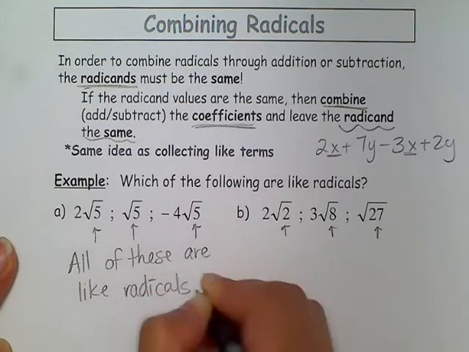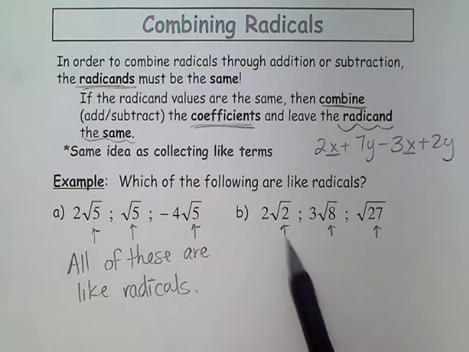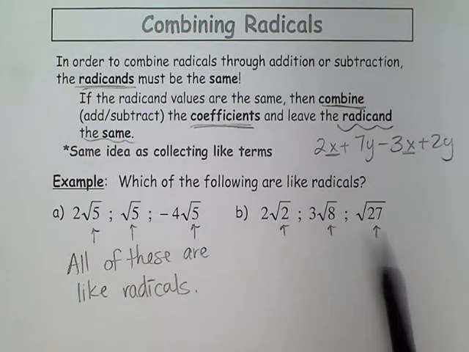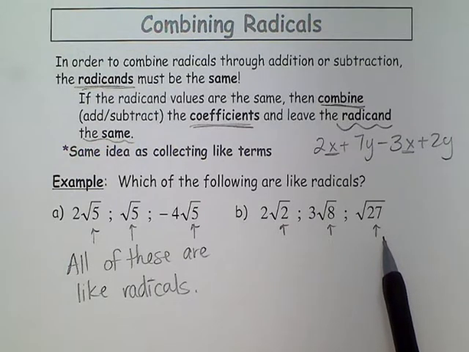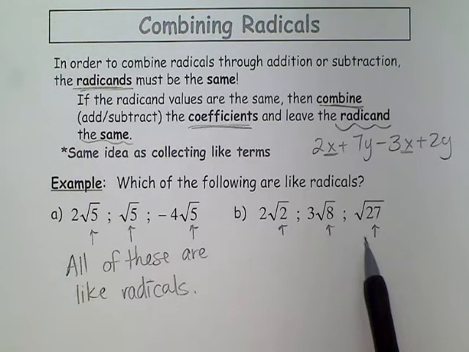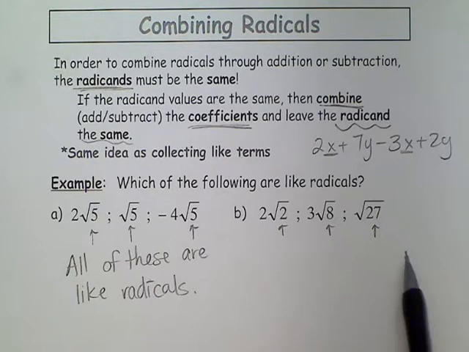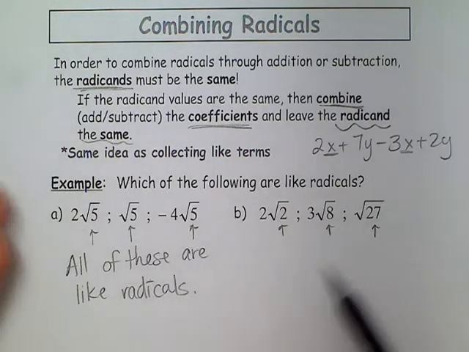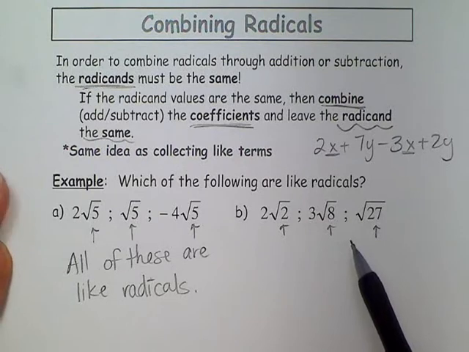Okay, now the second example is a little bit different. I have 2 times the square root of 2, 3 times the square root of 8, and then the square root of 27. And right now these look like they are not like radicals at all. Now I want you to think about this again and think about whether or not these are written in simplified form, because you can only really compare them if they are written in simplified form. And right now I notice that they're not in simplified form, so the first thing I will do is simplify any of the ones that are not in simplified form yet.